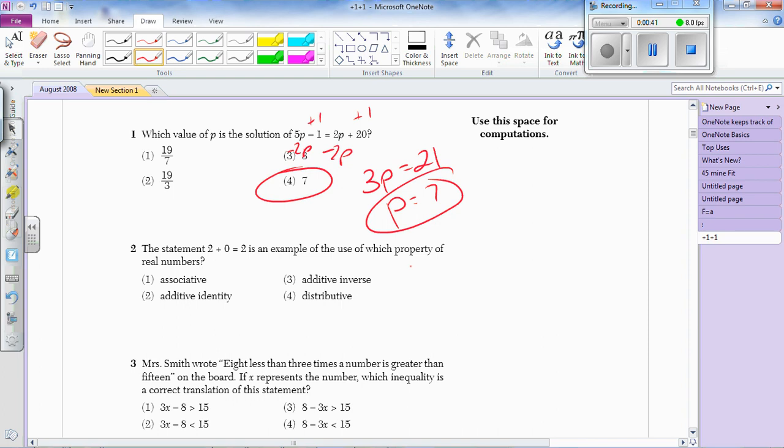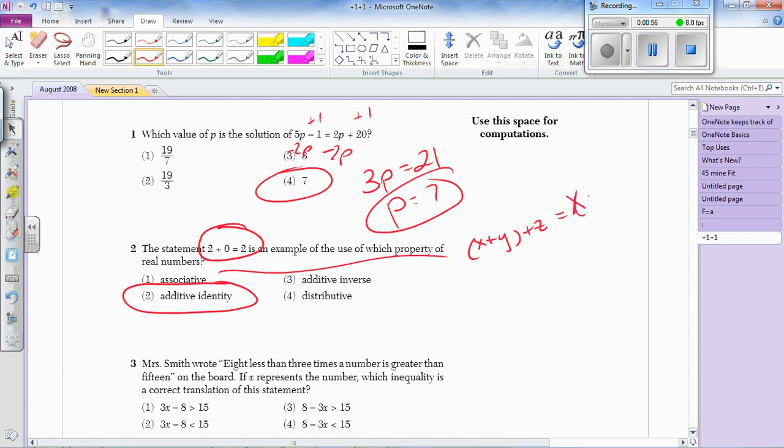Next one. When you add 0 and nothing changes, that's the additive identity element. Nothing's changing. Remember, the associative property is when who's in the parentheses changes. So if you get x plus y plus z, on the other side you would get x plus y plus z. Notice no order change, just what's in the parentheses.